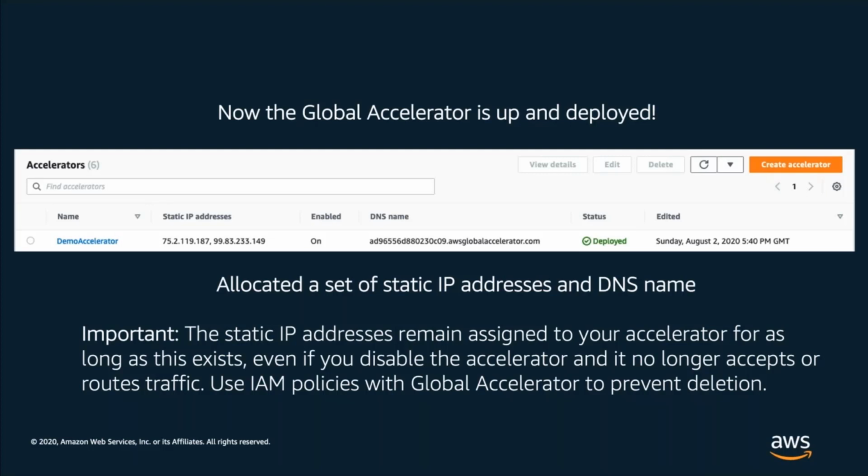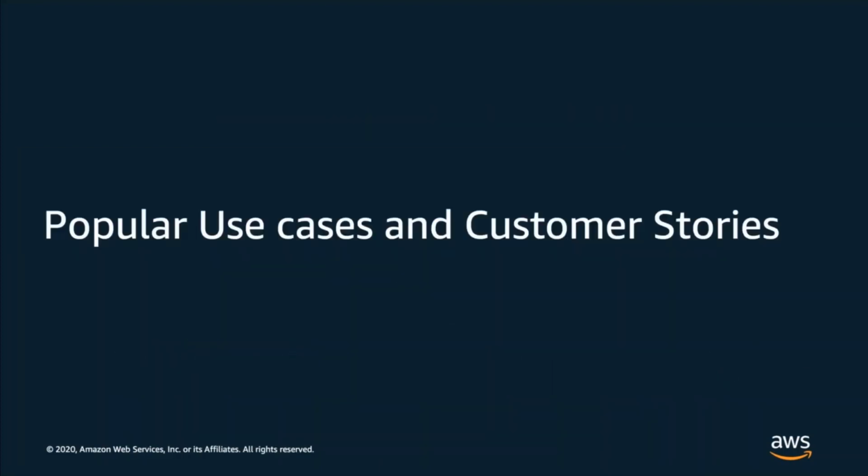And as a reminder, the static IP addresses are assigned to your accelerator for as long as the accelerator exists. So you can enable it or leave it disabled. You don't lose those addresses as long as you don't delete the accelerator. And you can use IAM policies to prevent deletion in case you really want to make sure that you don't lose those static IP addresses.